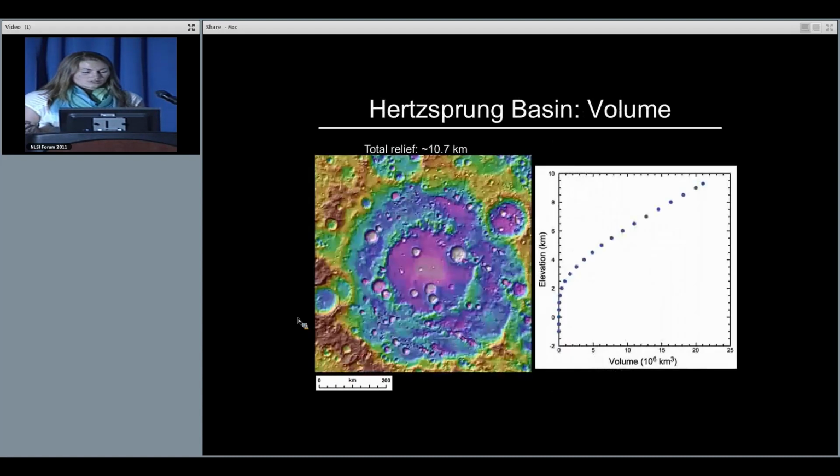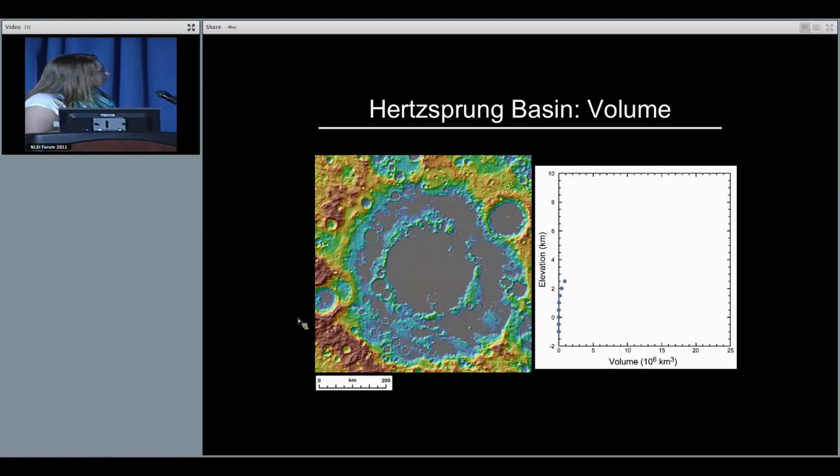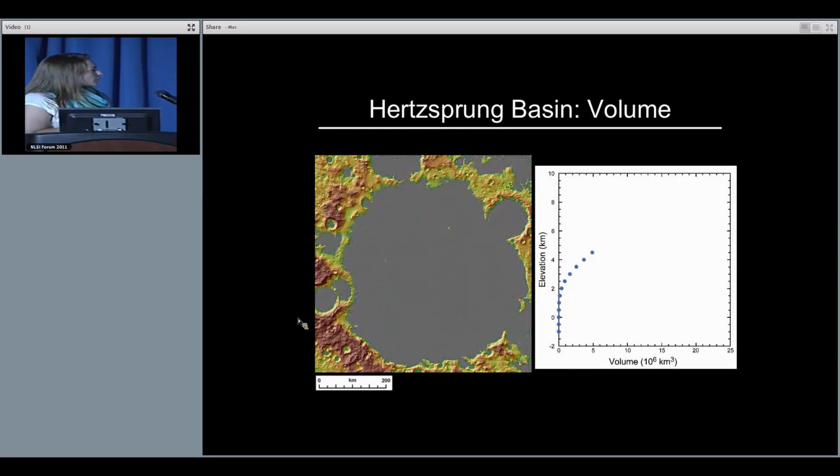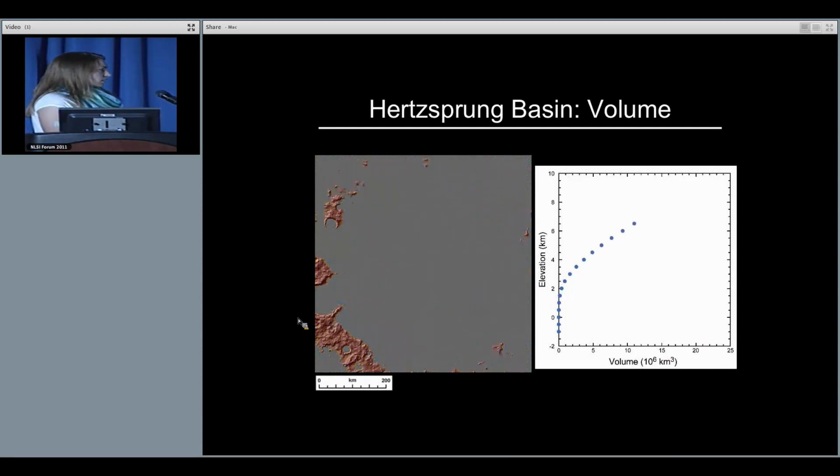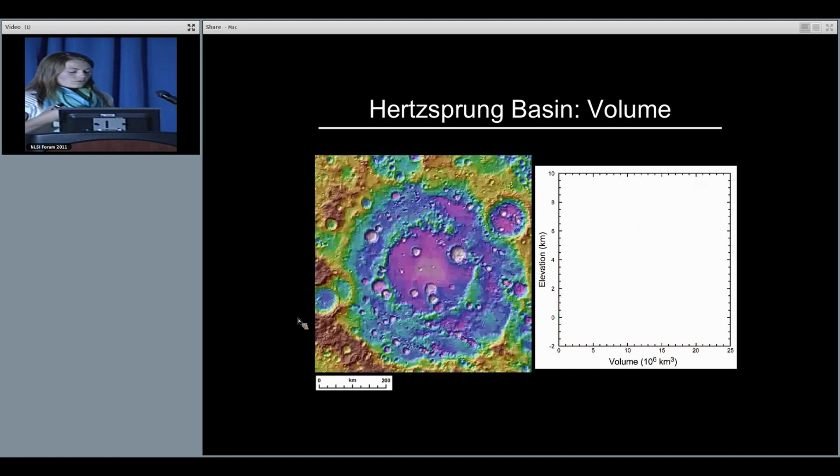The second area I took a look at was Hertzsprung Basin. This particular area has the largest amount of total relief. It's 10.7 kilometers here. Again, I have a similar elevation versus volume graph, and I'll begin the animation here. And this is a little bit different from the previous area in that once this inner ring is breached, you begin to see this sudden increase in the amount or volume of material that is being emplaced.